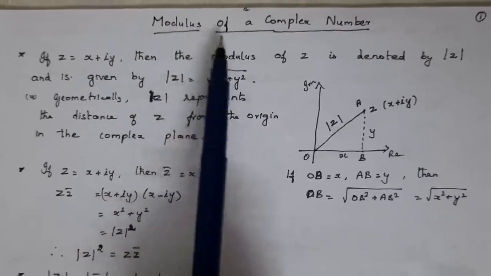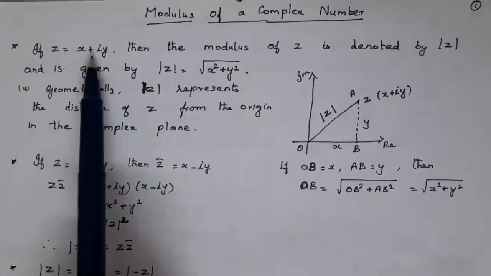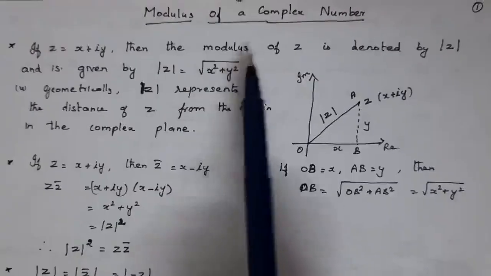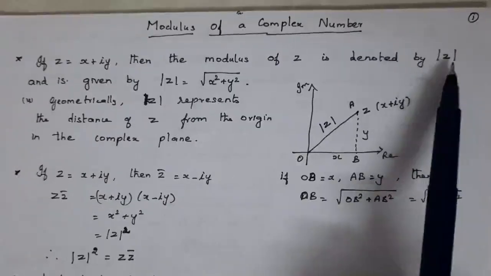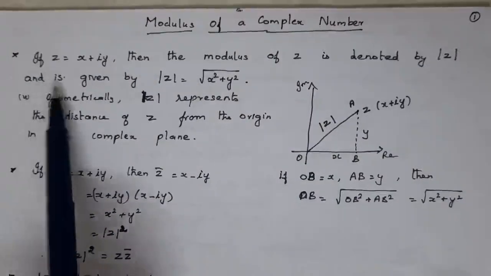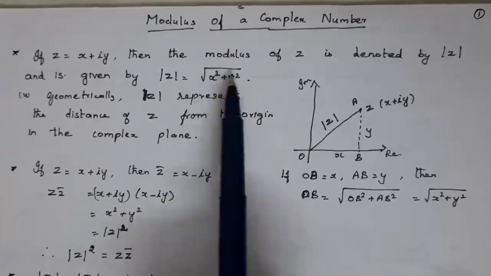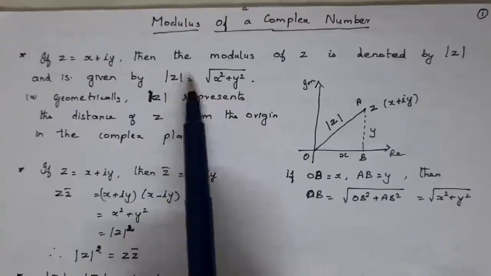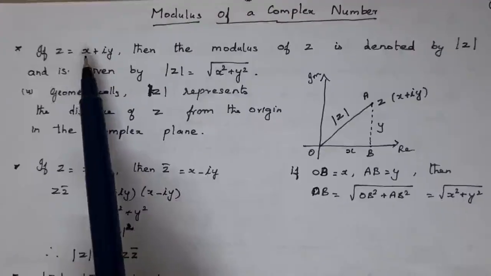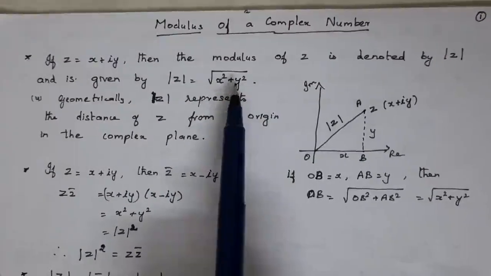Next, let us see the modulus of a complex number. If z is equal to x plus iy is a complex number, then the modulus of this complex number z is denoted by mod z, and it is given by modulus of z is equal to root of x squared plus y squared. That is, modulus of z is nothing but the square root of the sum of the squares of the real part as well as the imaginary part.